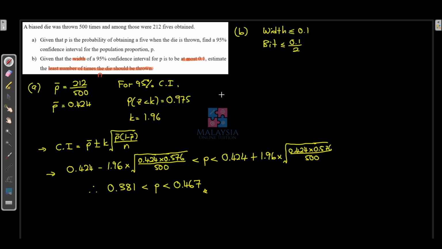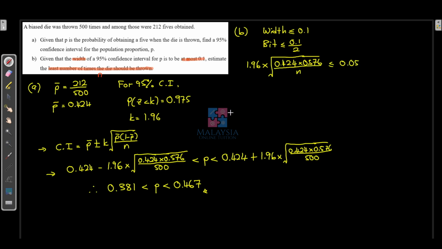For the bit, remember the formula is for population proportion, not the population mean. We have been doing the population mean formula, so remember that this is proportion, use the proportion formula. So we have the K, 95% again, so you don't have to find a new one, 1.96, times the square root of 0.424 times 0.576 divided by your n, the one that you are looking for, less than or equal to 0.05.